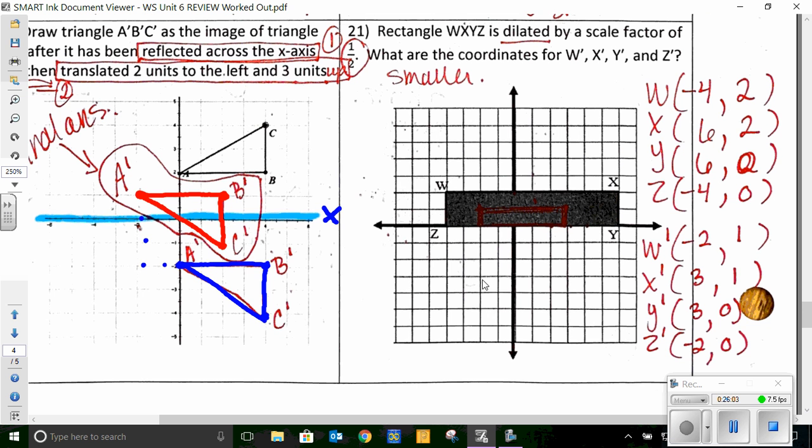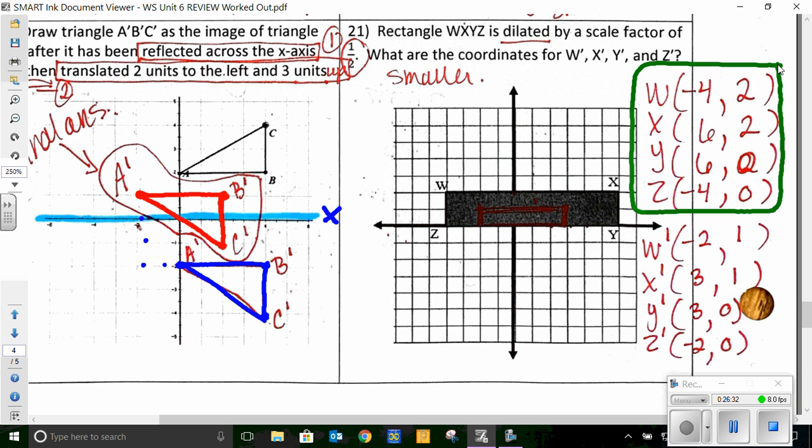Over here, it's asking you to dilate by a scale factor of half. Okay, half means it's going to get smaller. And the way that works is I'm going to cut every single number in half. So they didn't give me any coordinates. I had to actually write them down. So these are all of my original coordinates right here. And so I listed them all. I just went and counted W, X, Y, and Z. I did all those. And then I cut each one in half.